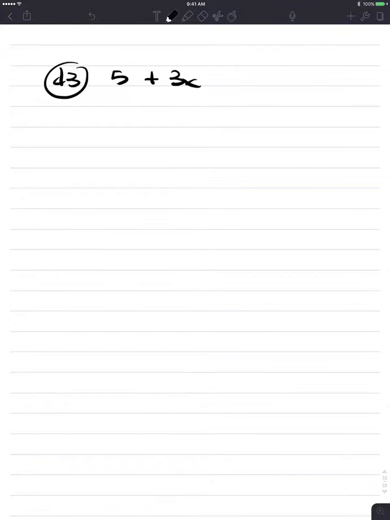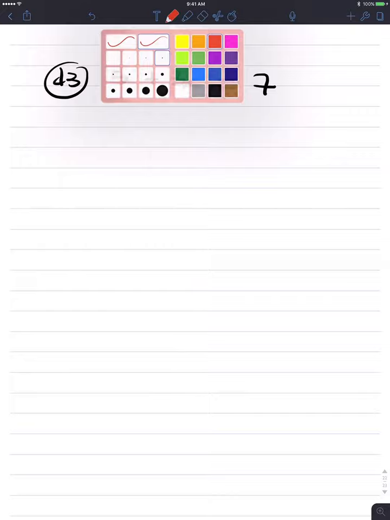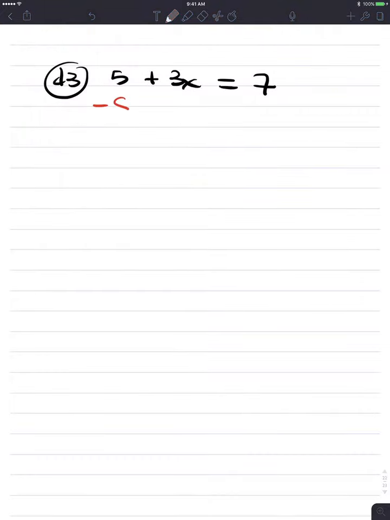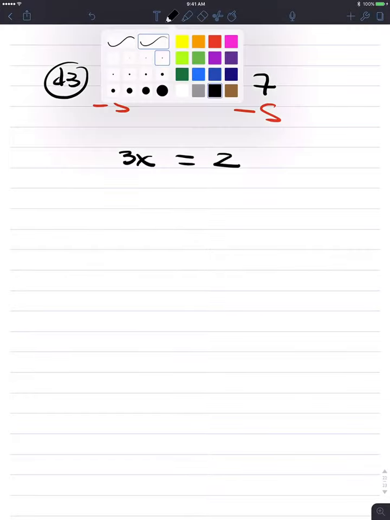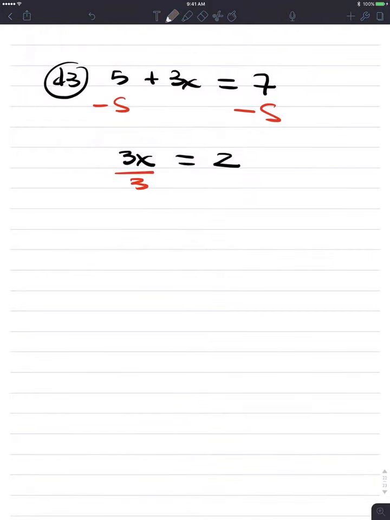Number 43. 5 plus 3x is 7. I'm going to subtract 5 from both sides to get my x by itself, or I should say the 3x. We have 3x is 7 minus 5, which is 2. Divide both sides by 3 to get your cancellation, and you now get x equals 2/3.